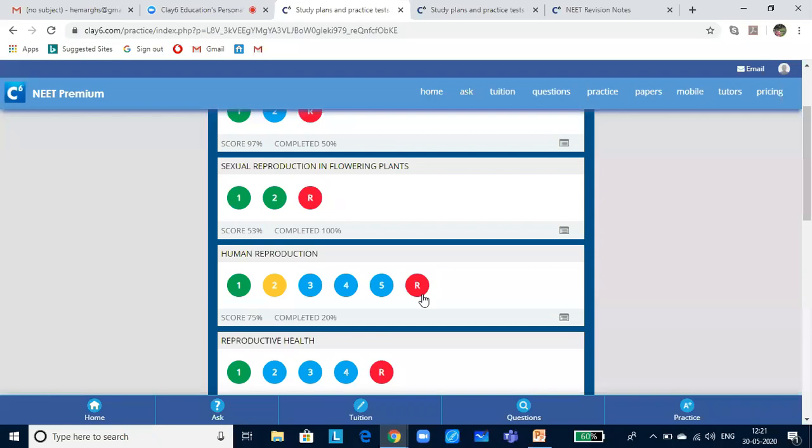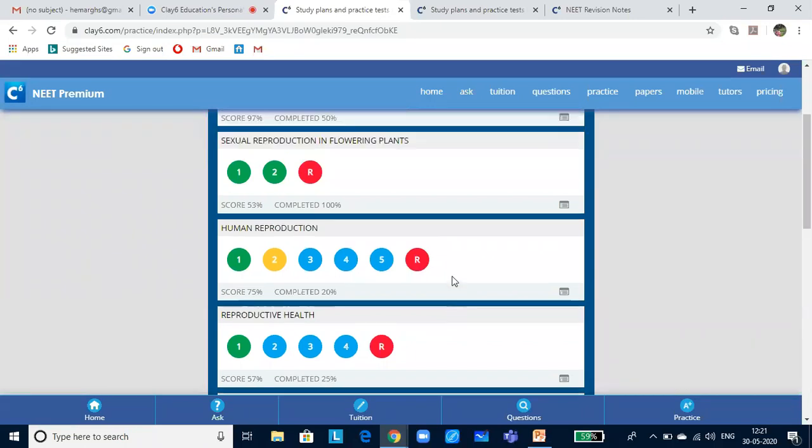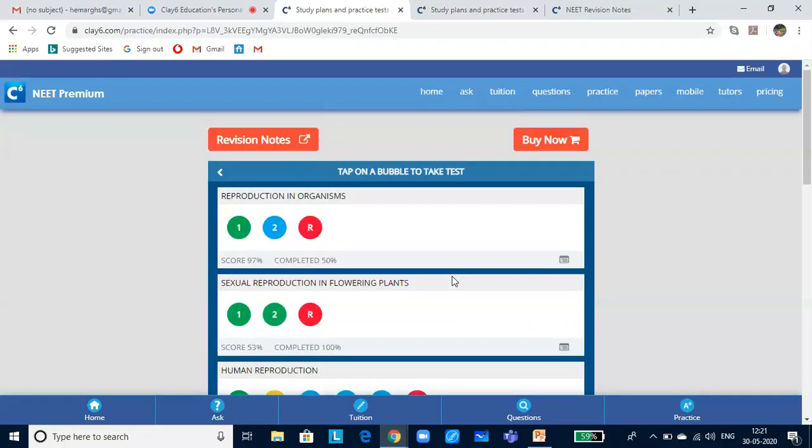And here you see a red bubble. This is a randomized test. If you have completed all the other bubbles here, then you can click on the red bubble. Here the questions will be of varying difficulty levels, and it will be a mixed bag. The questions will be randomly picked up from these tests, and this will help you check whether you have understood the answers and the concepts, and it will also help you analyze to improve your scores.